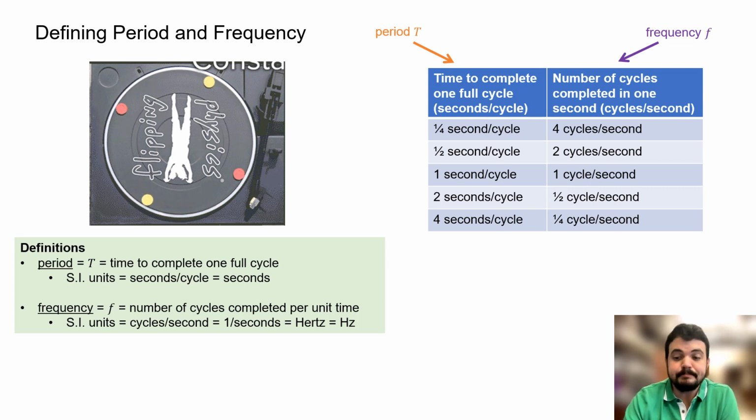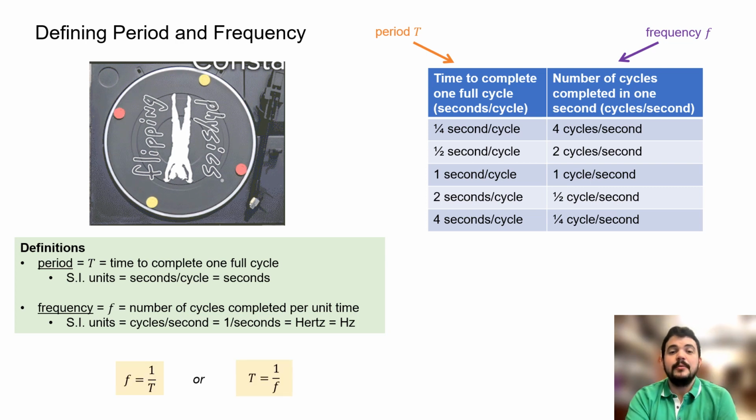And from our table, we can clearly see that there's a mathematical relationship between frequency and period, and in fact, they are inverses of each other. The frequency is 1 over the period, or equivalently, the period is 1 over the frequency.